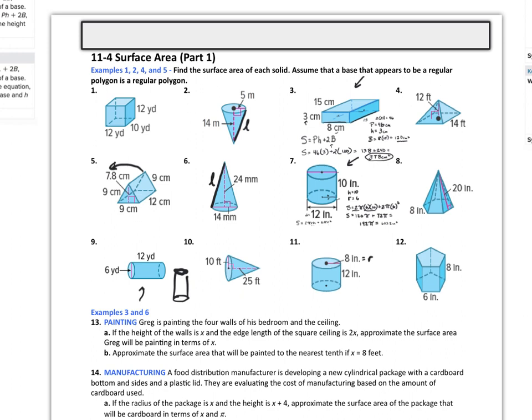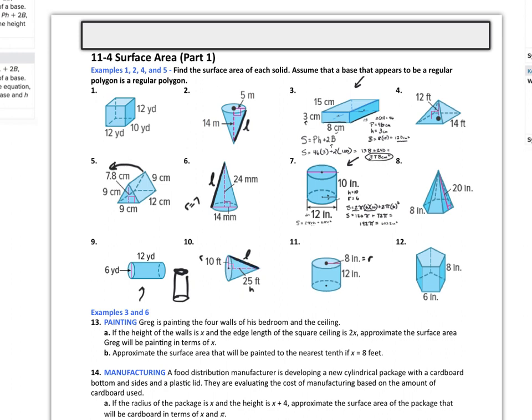They've given me the diameter, so my radius is equal to half of 14, or 7. And then for number 10, I have the radius. Radius is equal to 10. My height is equal to 25, but I need the slant height, which is this right here.